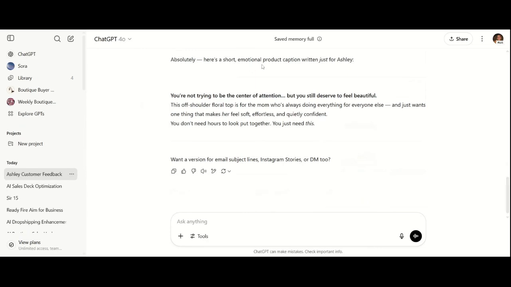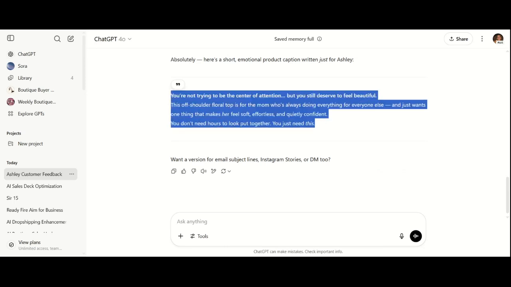Absolutely. Here's an emotional product caption. You're not trying to be the center of attention, but you still deserve to feel beautiful. This off shoulder floral top is for the mom always doing everything for everyone else and just wants one thing. Whoa, you don't need hours to look put together. You just need this. Okay, so you could put that literally in your product description on Shopify, right? And you could even say make it longer, add more detail. That's a little bit short.